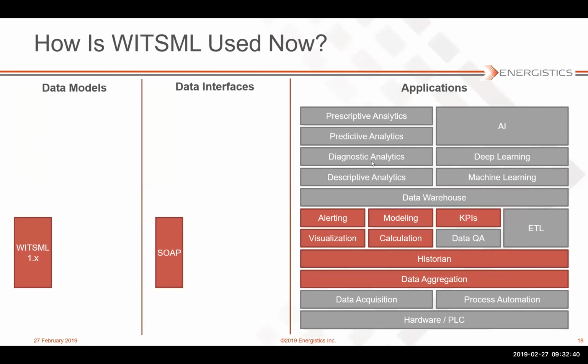So over here on the right, I have a lot of the things that people would like to do with their drilling data. So they're going to acquire the data at the rig. They're going to do some process automation on that data. They're going to aggregate it and persist it, typically at the rig site, and then also replicate that into the office.